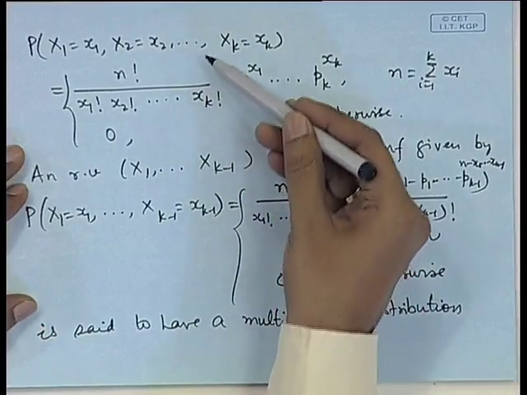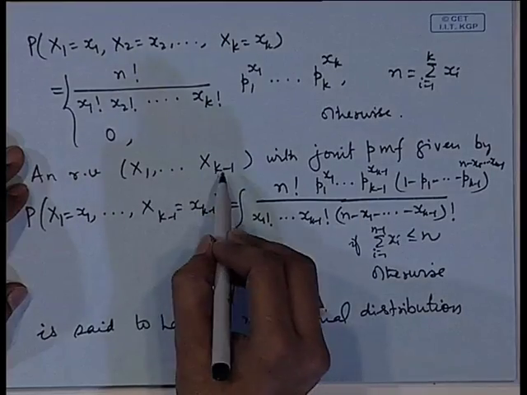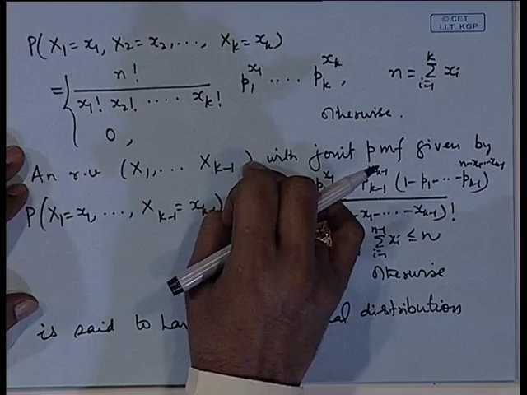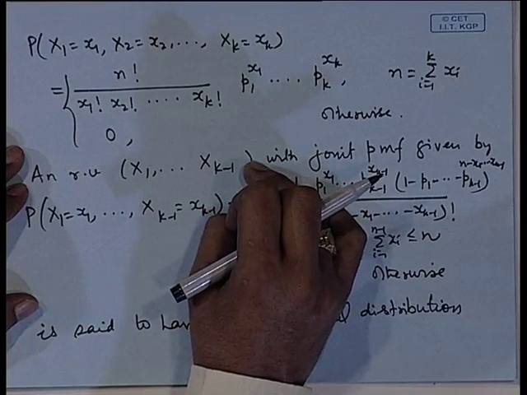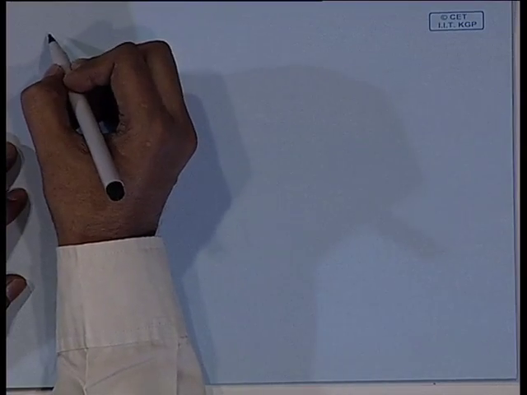So, in fact, if you look at these two, they are the same. But formally we define a multinomial distribution to be k minus 1 dimensional, because the last value is determined automatically. Like in the binomial distribution, we talk about the distribution of the number of successes. We do not say the distribution of the number of successes and failures.